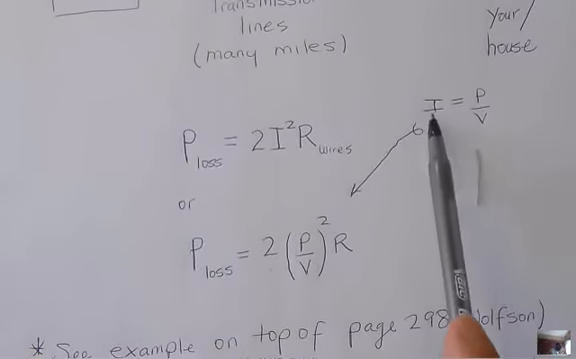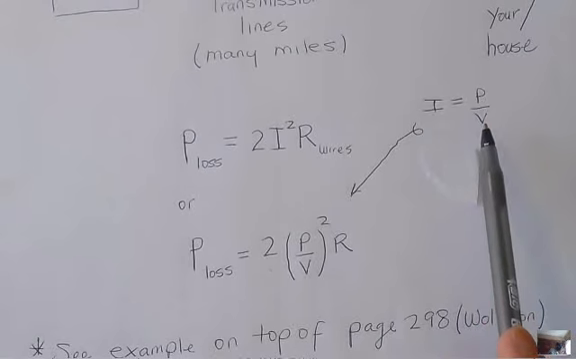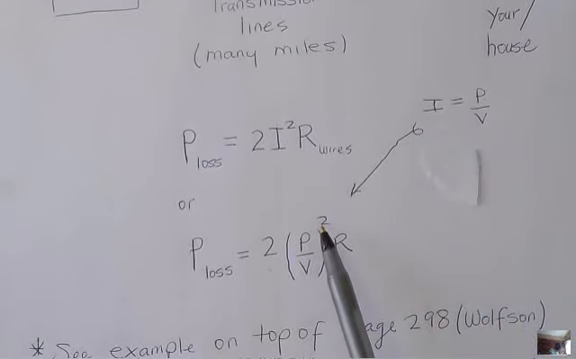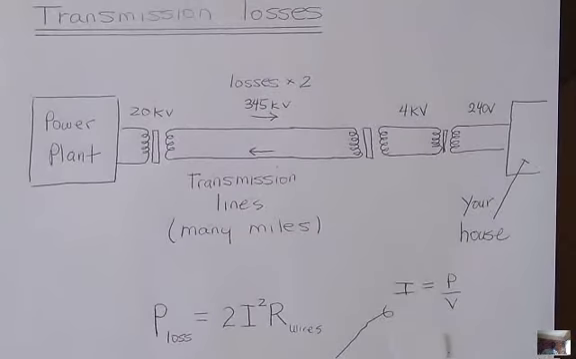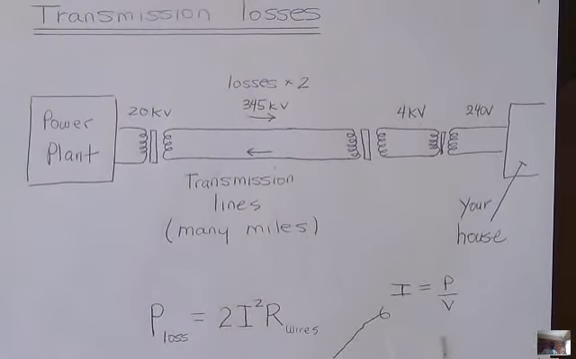So if I plug my I equal to P over V in here, and I square it, that will give me this really nice formula. Let's take a look at this example, and we'll call it a day with that. This is the example at the top of page 298 in the Wolfson book, which is your new book. Before I show you the example, I want to show you this diagram that I made, right from the book, because they actually show you what these things look like.